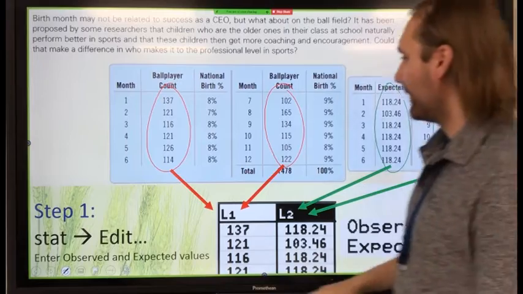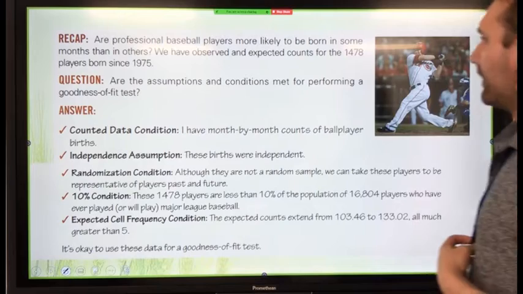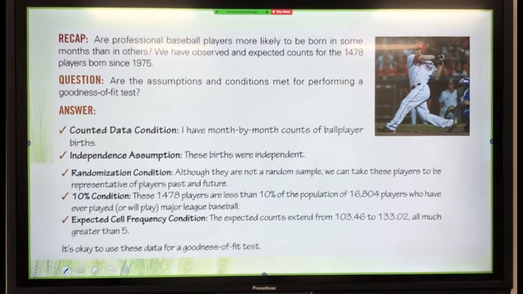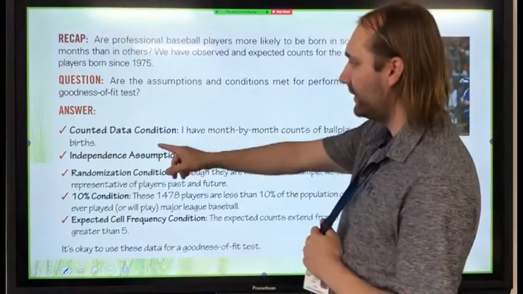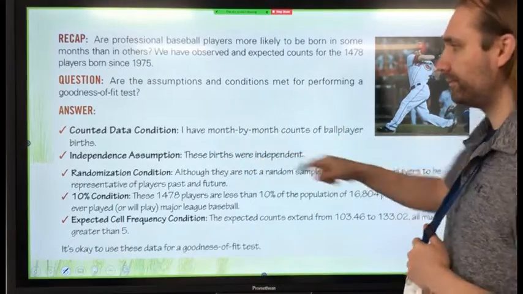Okay. Now that we entered that into our table, let's make sure our assumptions are met. Are ball players more likely to be born in some months than others? We have observed and expected counts for the 1,478 players born since 1975. So are the assumptions and conditions met to perform a goodness of fit test? So remember, counted data condition. I have a month-by-month count of ball players' births. So yes, my data is countable, right?